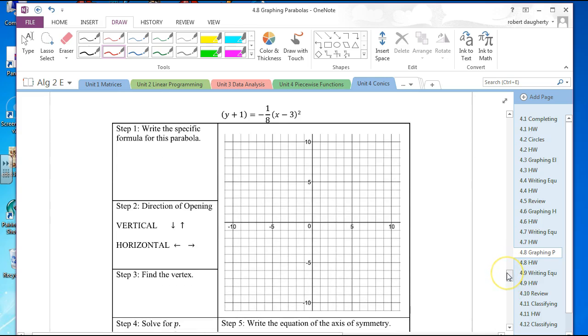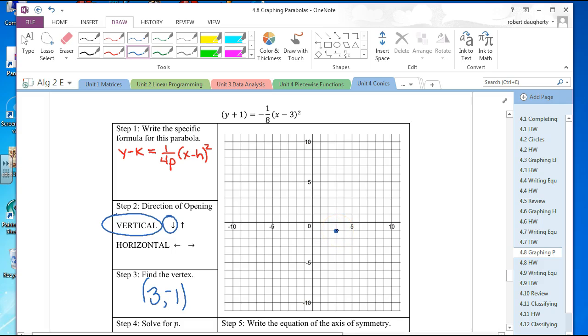Okay. So tell me about this one. What form of the equation do I need to write? This is what? Y minus k equal 1 over 4p x minus h squared. So what is the direction of open? Is this vertical or horizontal? It's vertical. Open up or down? Opens down. Okay. What's the vertex? Yeah, 3, negative 1. Okay, so 3, negative 1 is right here.